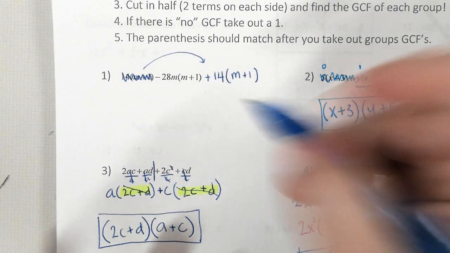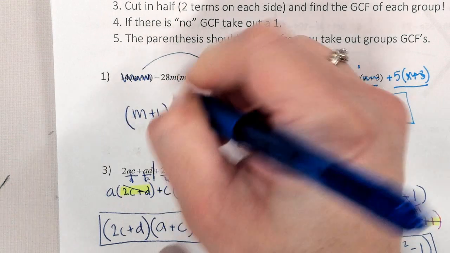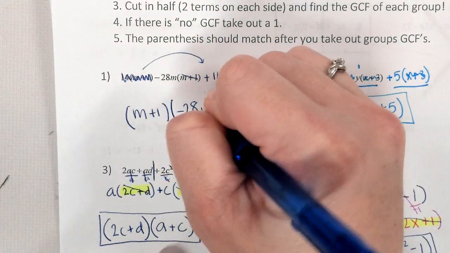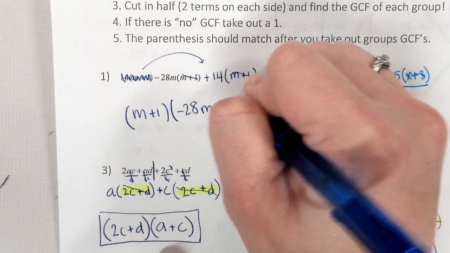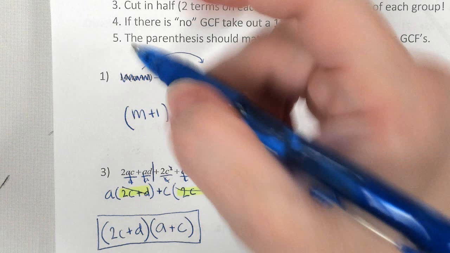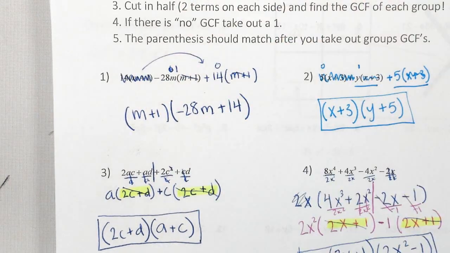Okay, well, my m plus 1 does match. So when I take it out, I'm left with negative 28m plus 14. This is on the notes. The ones we already did, yeah. It's the one we skipped. Yeah, because this was a degree of 1, and this is a degree of 0. Because it didn't have a letter. Remember, we don't look inside the parentheses, only in front.